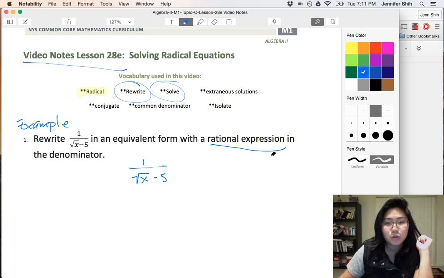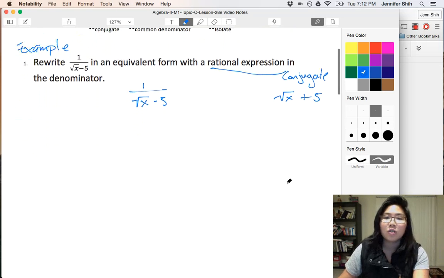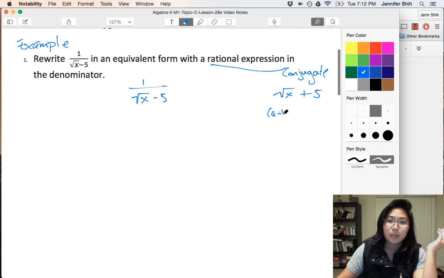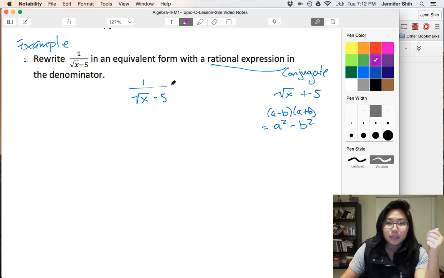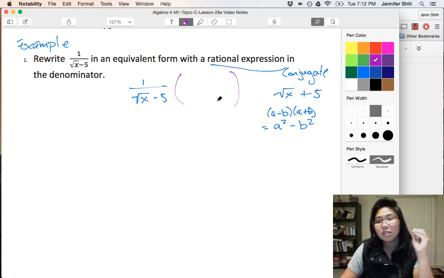What we're going to do is multiply by the conjugate. So in this case, the conjugate is going to be the same terms, root x and 5, but instead of minus 5, the conjugate is going to be plus 5. And the reason why we do this is because we have this property that a minus b times a plus b is going to equal a squared minus b squared. And when we square radicals, they are released from the radical, so that's why this is helpful. But let's multiply this by the conjugate. So when you're annotating this, step 1, multiply by the conjugate.